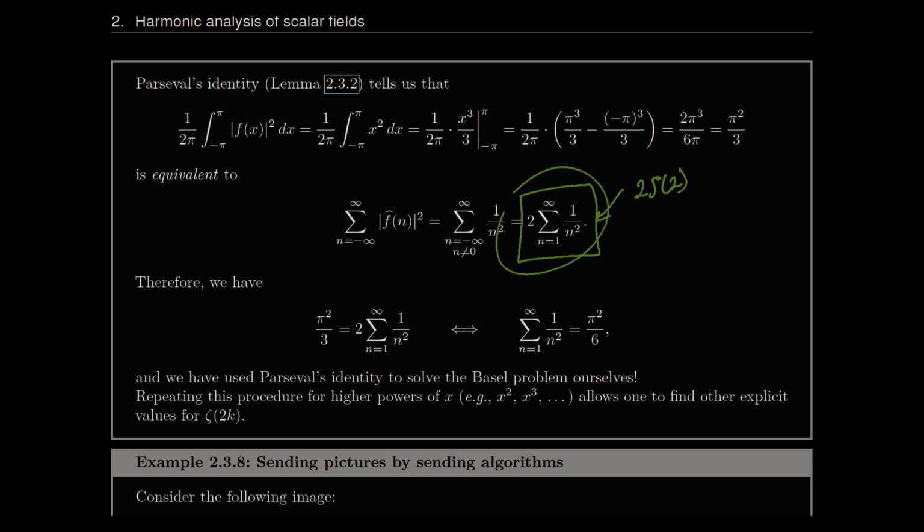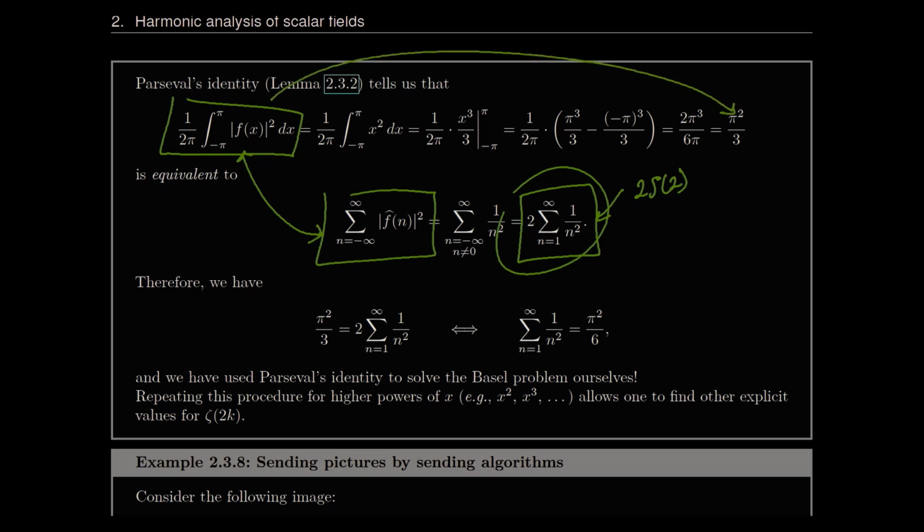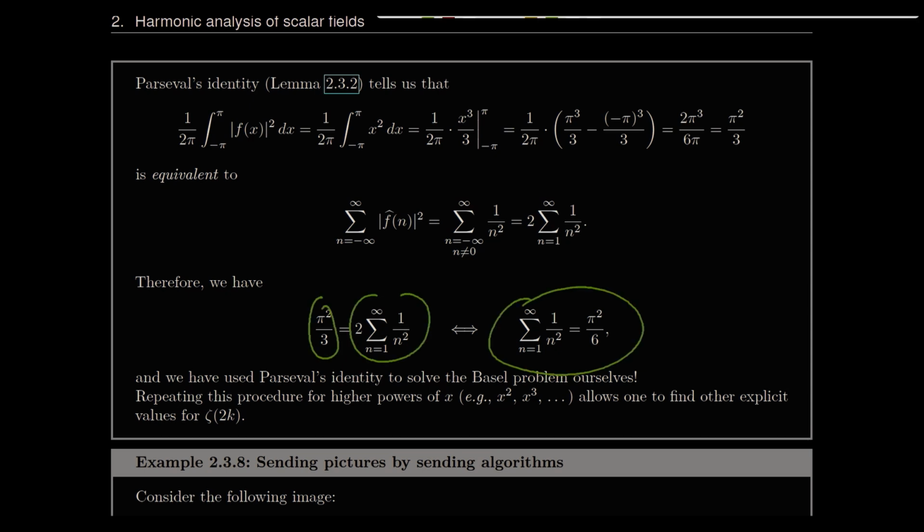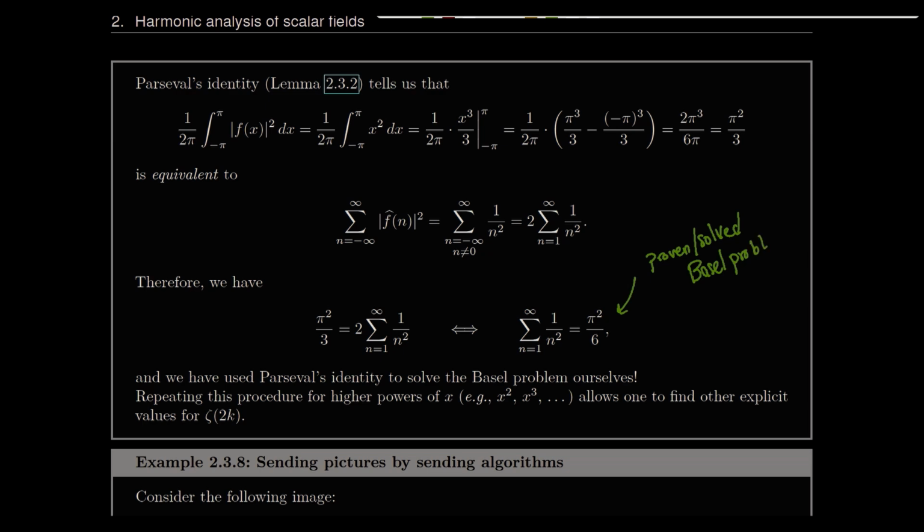So 2 times the Riemann zeta function of 2 is equal to this, but this, by Parseval's, is equal to this, and this, by calculation, is equal to that. So 2 zeta 2 has to be pi squared over 3. 2 zeta 2 is pi squared over 3, or in other words, zeta of 2 is pi squared over 6. So we've just proven, solved the Basel problem with Fourier analysis.